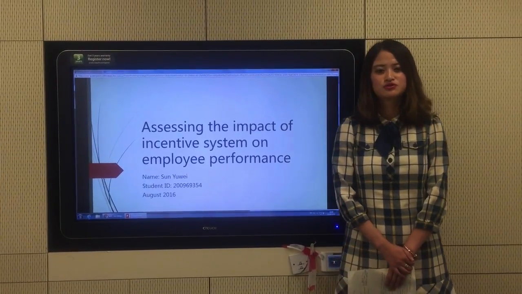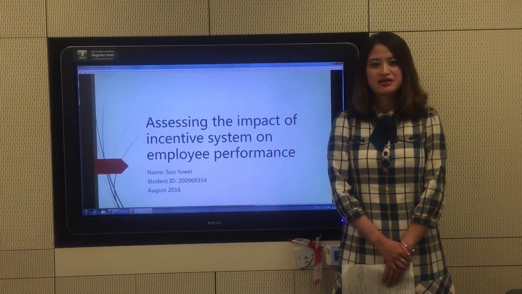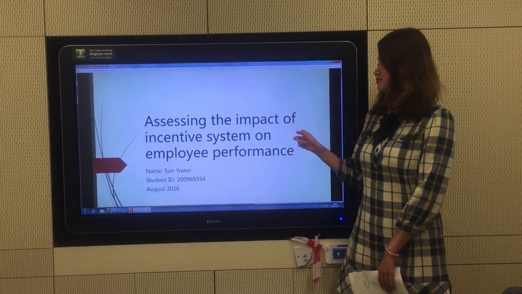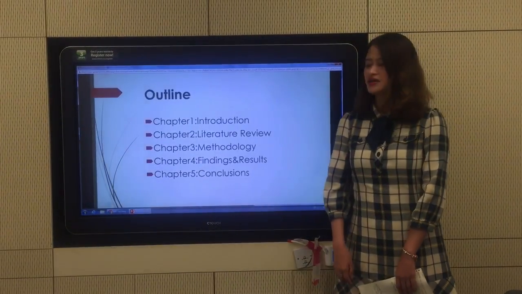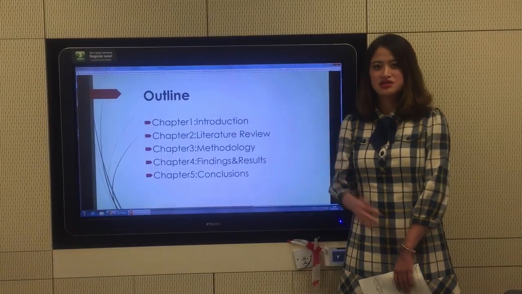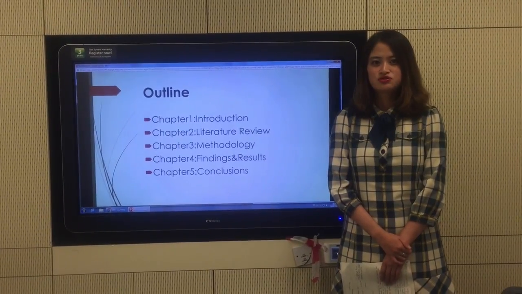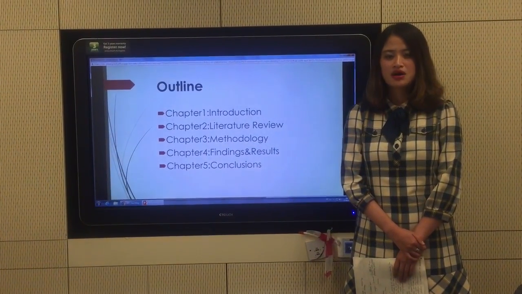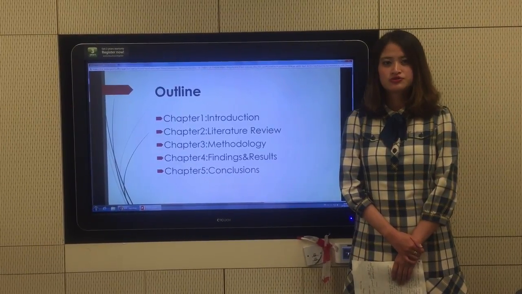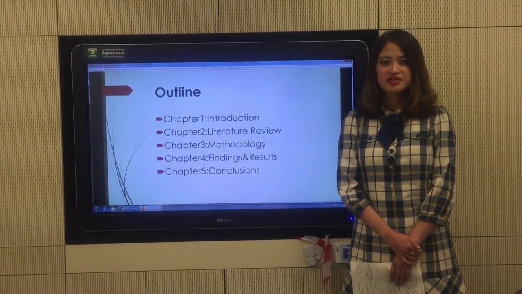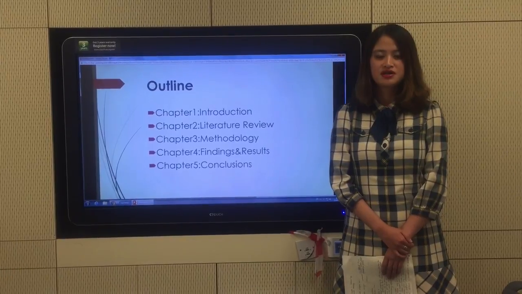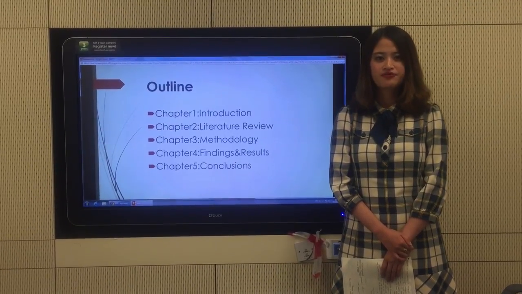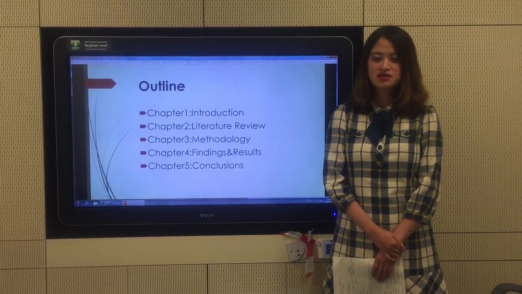Now let's move on to the context of my dissertation. Here is the outline of my dissertation. It is divided into 5 chapters. Chapter 1 is introduction, Chapter 2 is literature review, Chapter 3 is methodology, Chapter 4 is findings and results, Chapter 5 is conclusions.